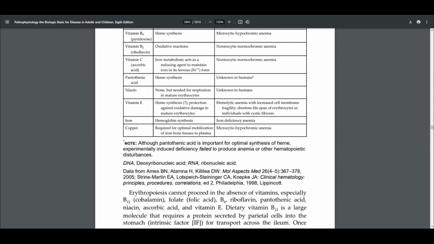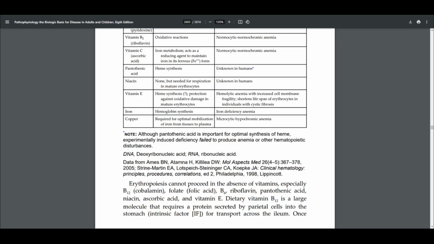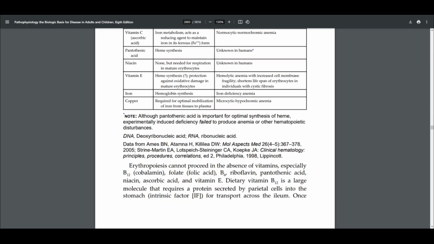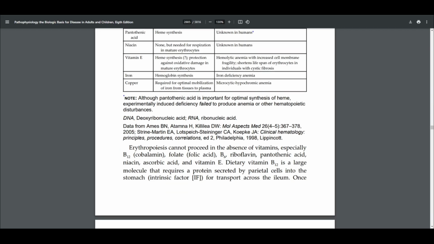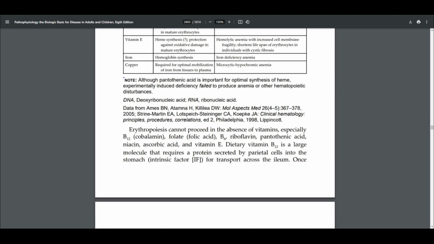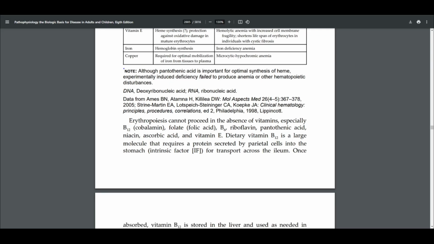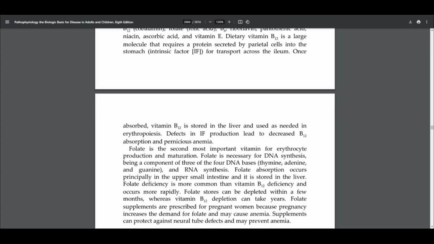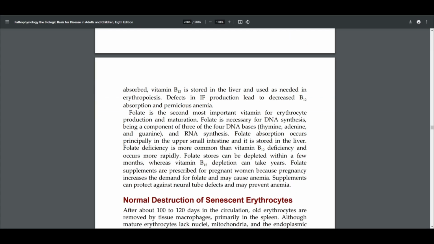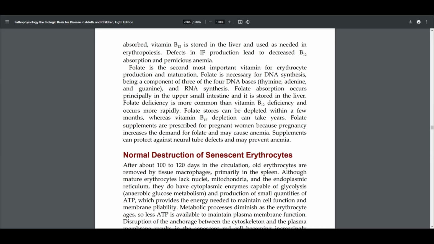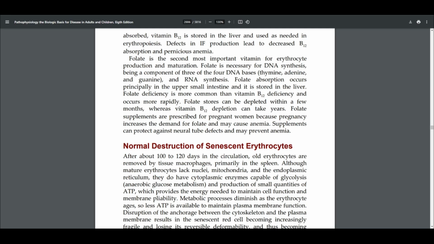Erythropoiesis cannot proceed in the absence of vitamins, especially B12, folate, B6, riboflavin, pantothenic acid, niacin, ascorbic acid, and vitamin E. Your dietary vitamin B12 is a large molecule that requires a protein, intrinsic factor, secreted by parietal cells into the stomach for transport across the ileum. Once absorbed, vitamin B12 is stored in the liver and used as needed in erythropoiesis. Defects in IF production lead to decreased B12 absorption and pernicious anemia.